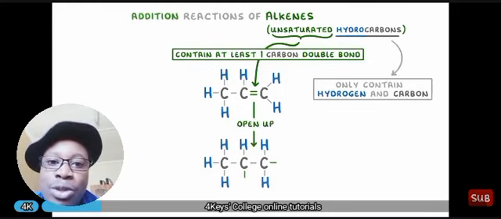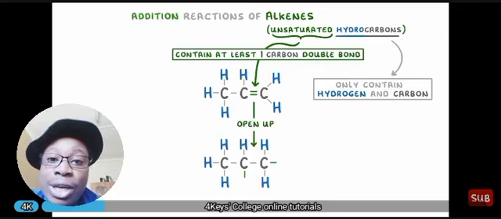So when the double bond opens up, as shown there, it will allow you to add something onto the molecule. So you're going to see that alkenes undergo addition reactions, and they are also very reactive compared to their counterparts, the alkanes, which are saturated. So these unsaturated hydrocarbons are more reactive.